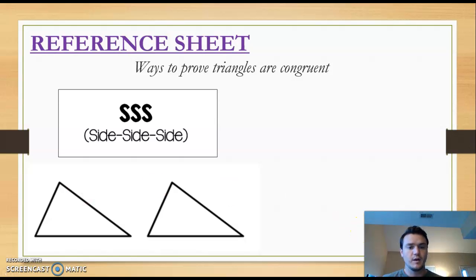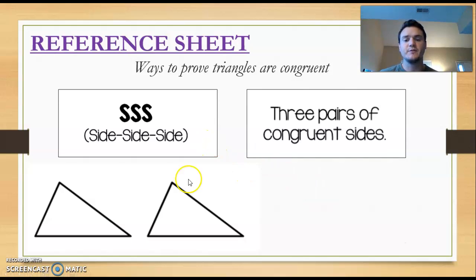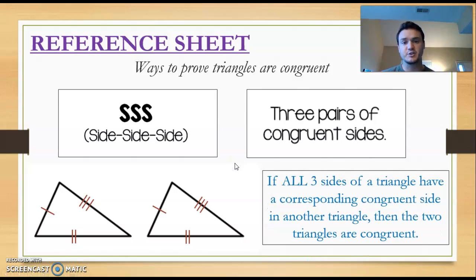All right, so side, side, side, this is a theorem that is a way to prove that triangles are congruent. It basically says that if you have 2 triangles and they have 3 pairs of congruent sides, like these are congruent, these 2 sides are congruent, and these 2 sides are congruent, so we have 1, 2, 3 pairs of congruent sides, that is enough to say that the triangles are exactly the same.